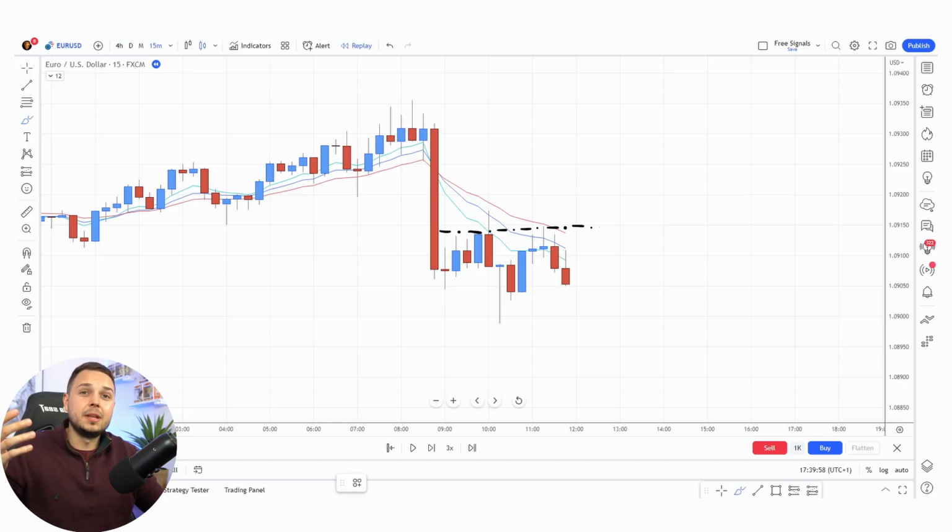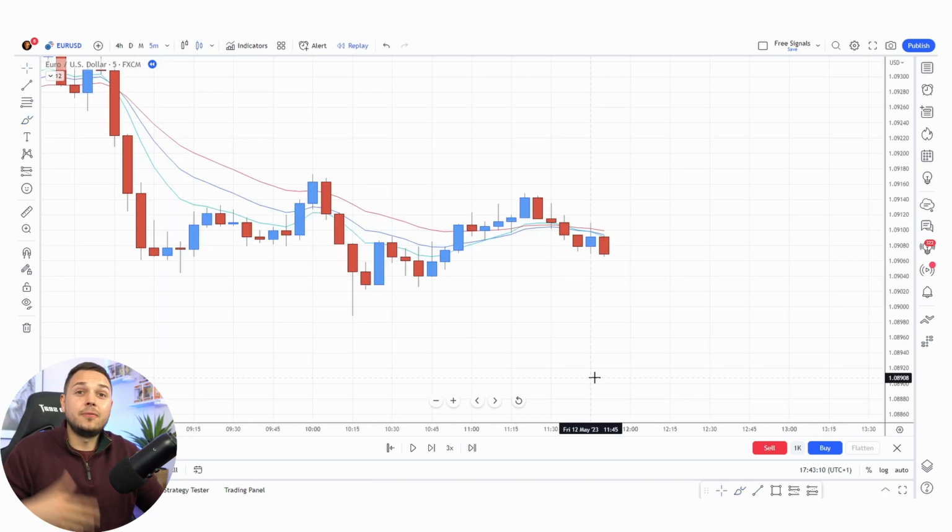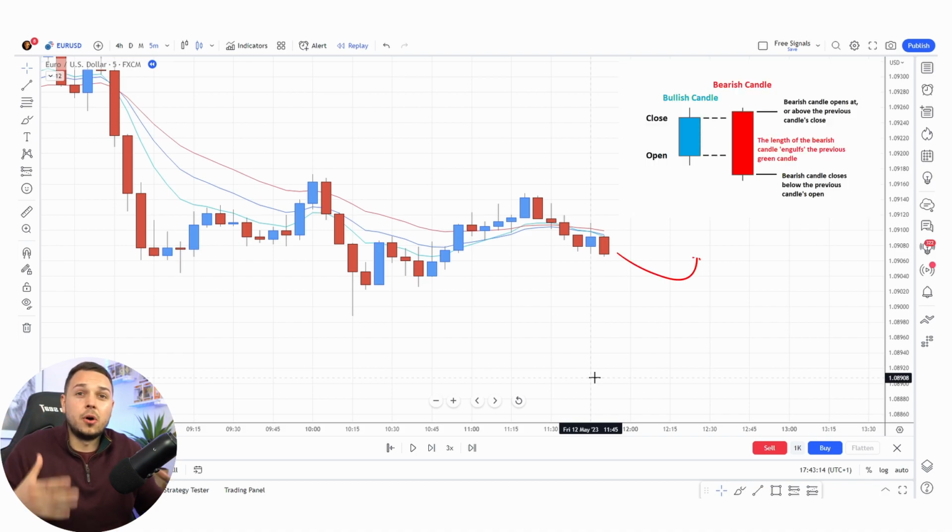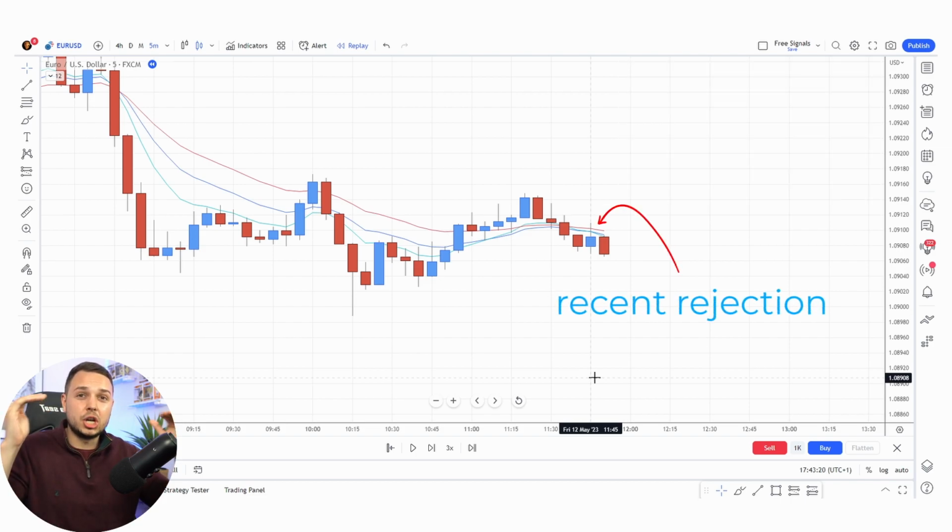So for the 15-minute time frame, it's respecting the moving averages and heading towards the downside. And for the 5-minute time frame, this is where you want to enter. You obviously want a bearish engulfing candlestick as confirmation, maybe a shooting star, and a recent rejection of exponential moving averages to confirm the trade.